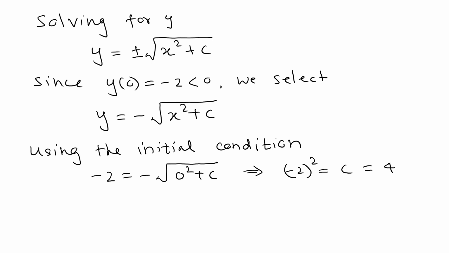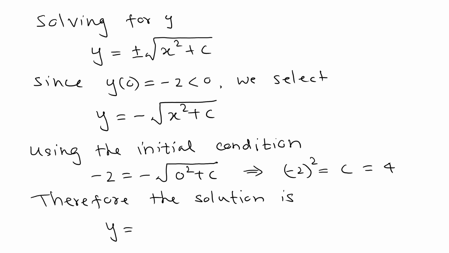Okay, so therefore, the solution is y equal negative the square root of x squared plus 4. So that is the solution. And you can see how we use the initial condition to pick the appropriate solution. So it's not like two solutions, it's only one solution, the only one that passes through the initial condition. Okay, so let's look at the next one.